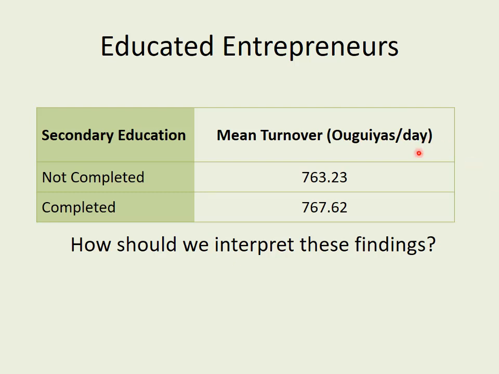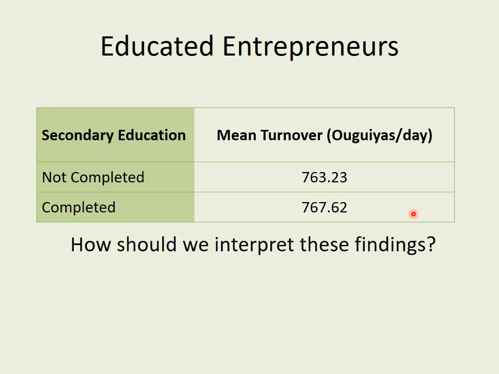So this is in local currency per day, so you might work out what that is. But among those who had not completed secondary education, this was the turnover, 763.23. Among those who had completed, this was the mean turnover, 767.62 for those with secondary education. How should we interpret these findings?